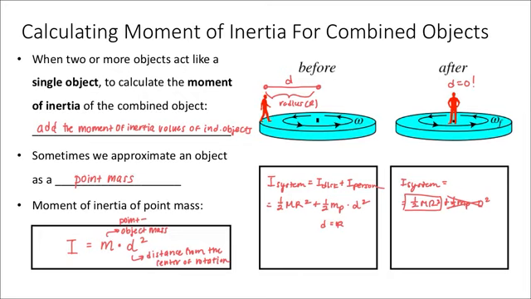And so this is how we could go about calculating the moment of inertia for combined objects. And we'll see that come up in the next example.